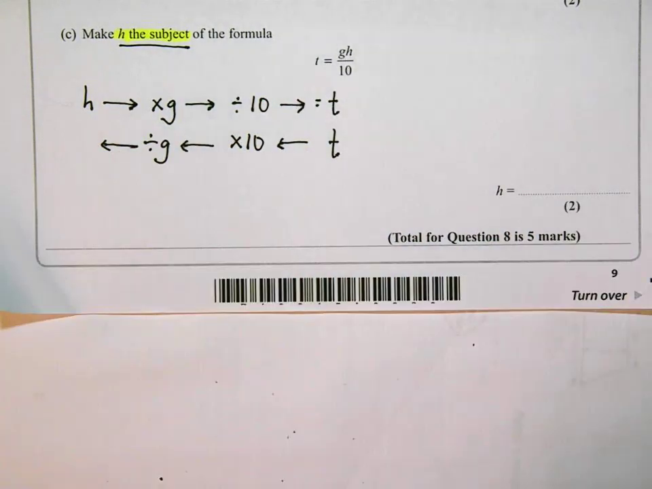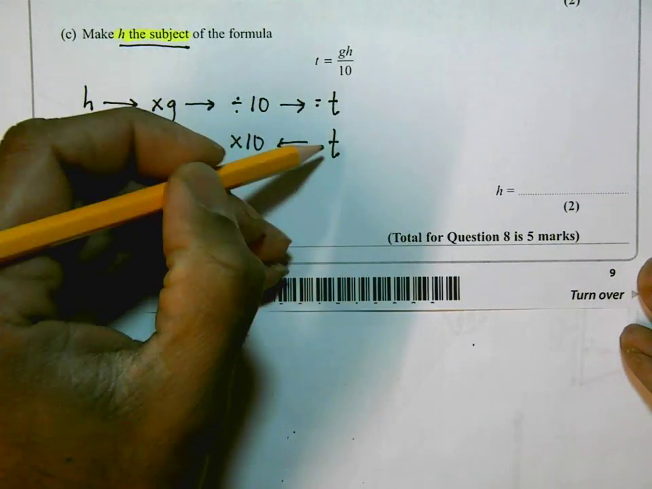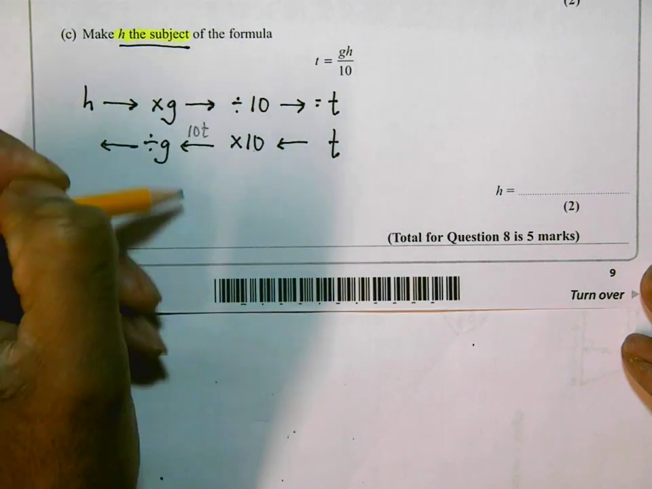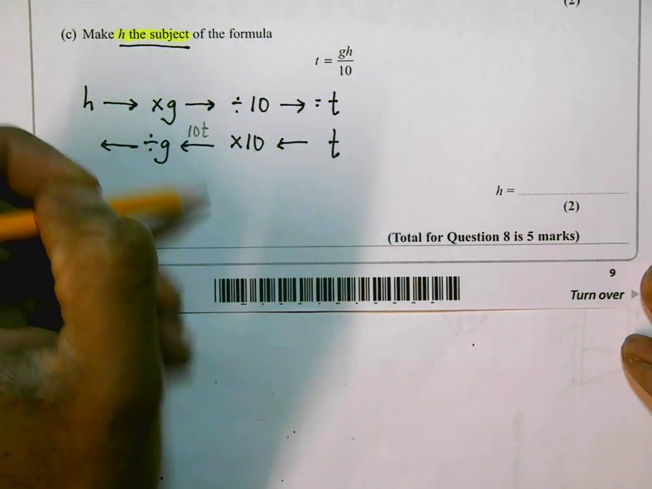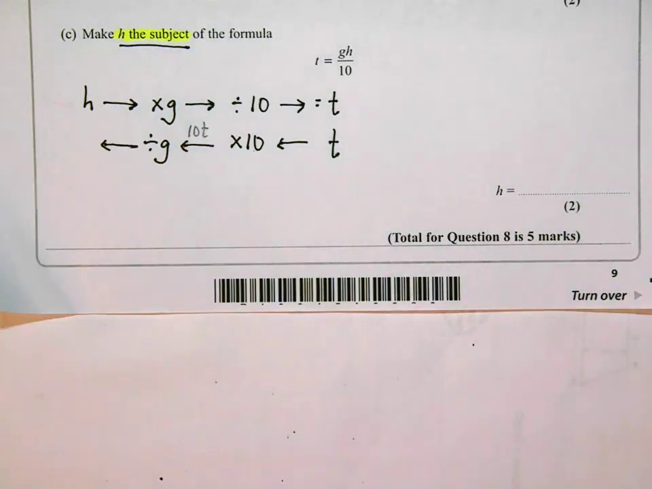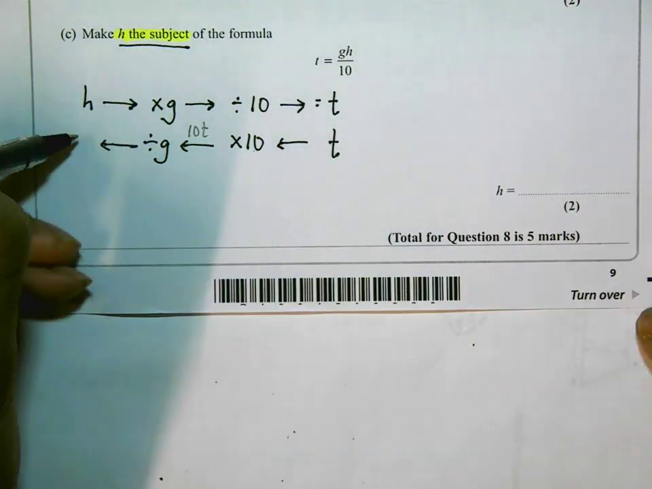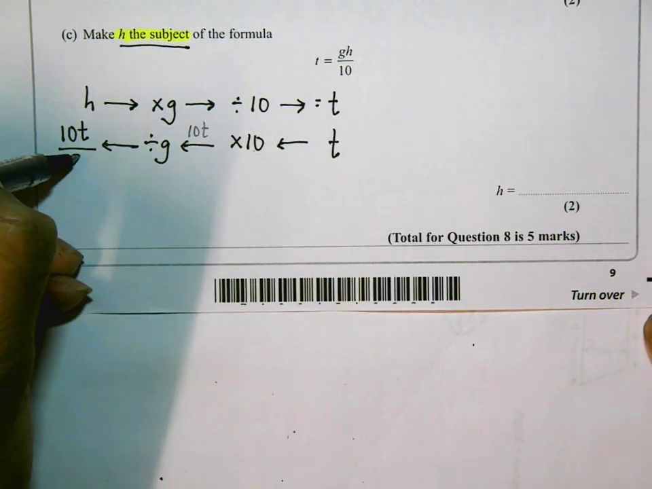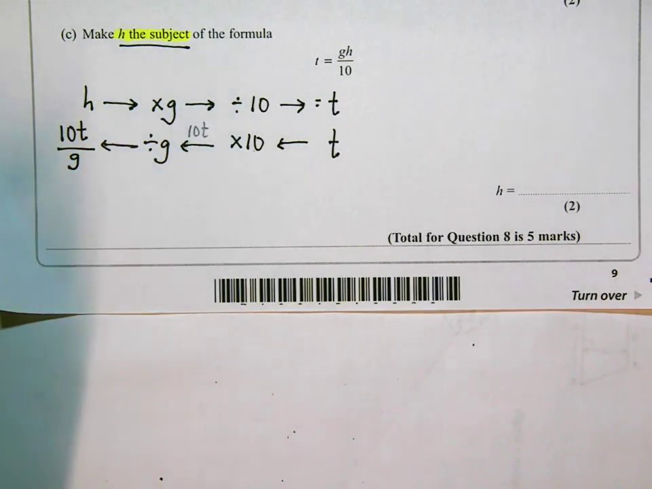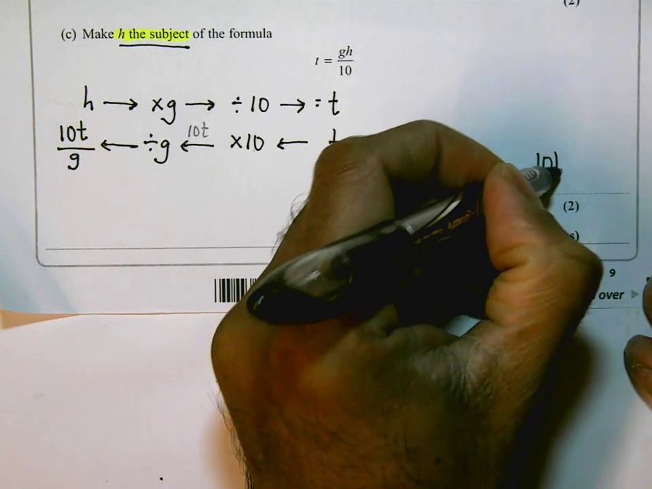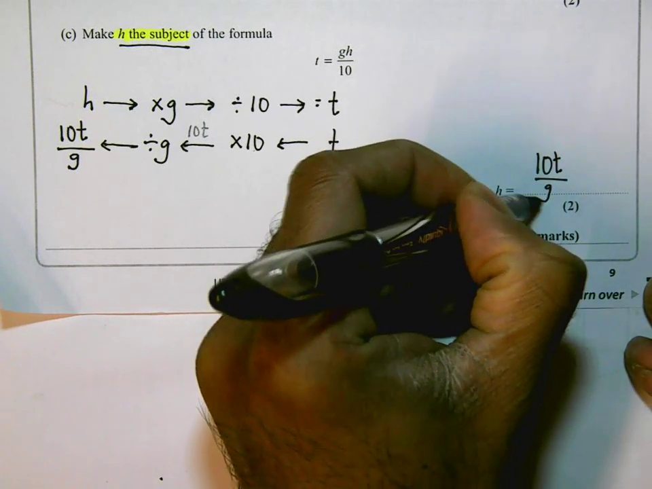Okay, so work it backwards, the opposite of each of those. I'm going to write in pencil on the arrows so that you can see what happens. T times by 10 is 10t. We normally write the number at the front, so that's 10t. And then I'm going to divide all of that by g, 10t, all of that divided by g. And that is my result. H is equal to 10t divided by g. And that's two pretty straightforward marks here.